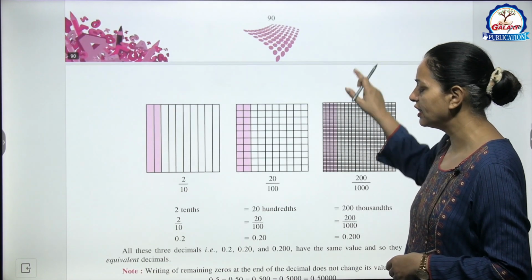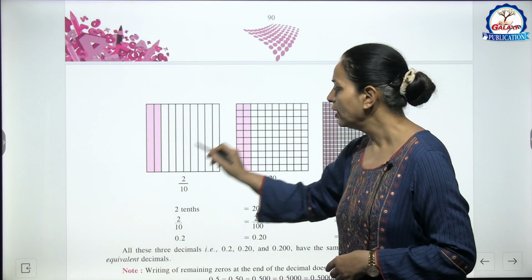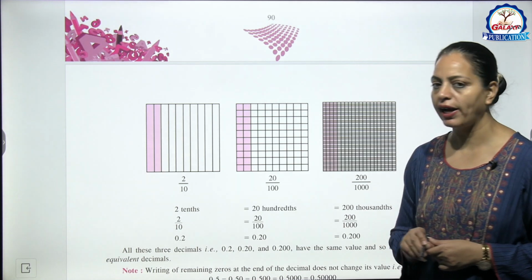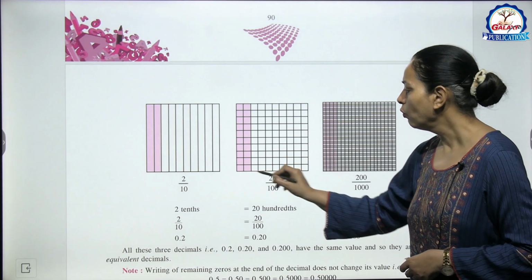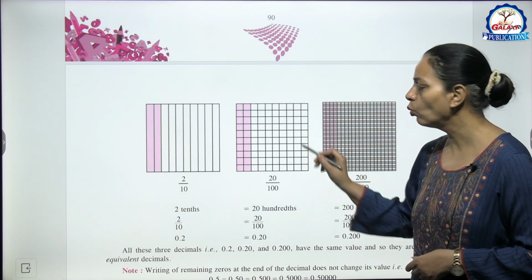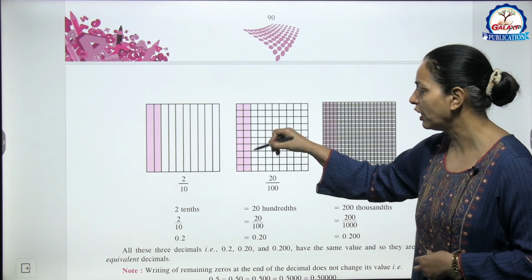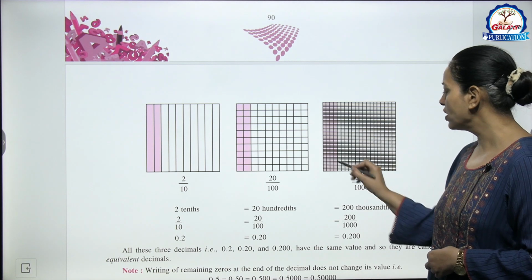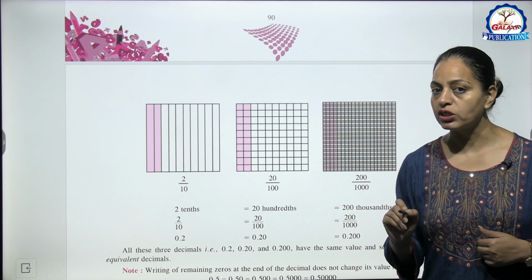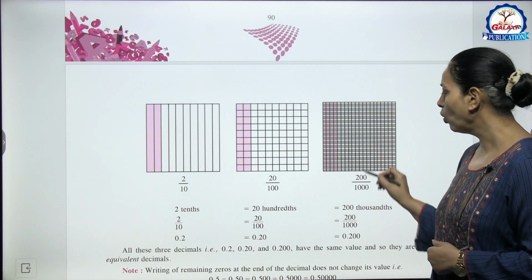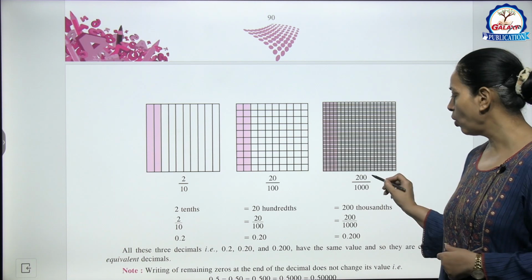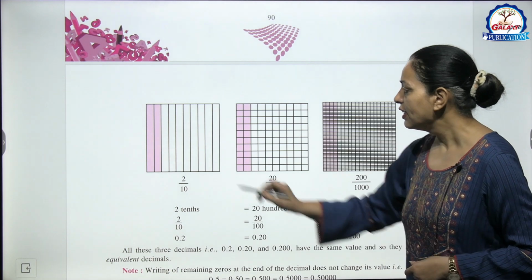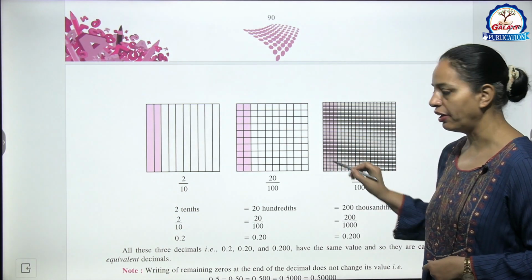See here, total 10 equal parts, 2 are shaded, we are getting 2 by 10. Now here we are dividing this one into 100 squares. So 20 are shaded, 20 by 100. Here we are dividing into 1000 equal parts and 200 are shaded. So 200 upon 1000. So you can see equal portion shaded, right?